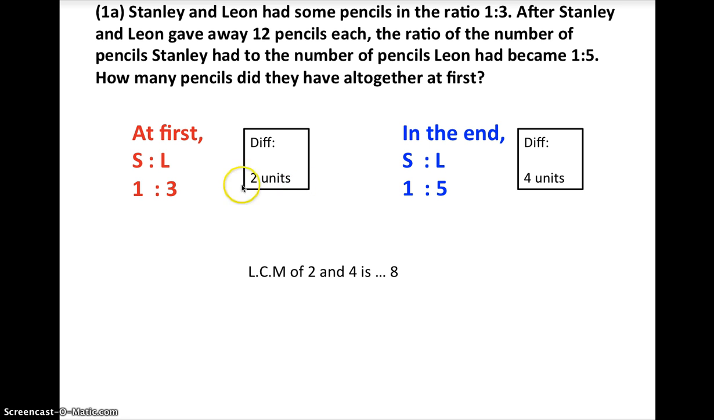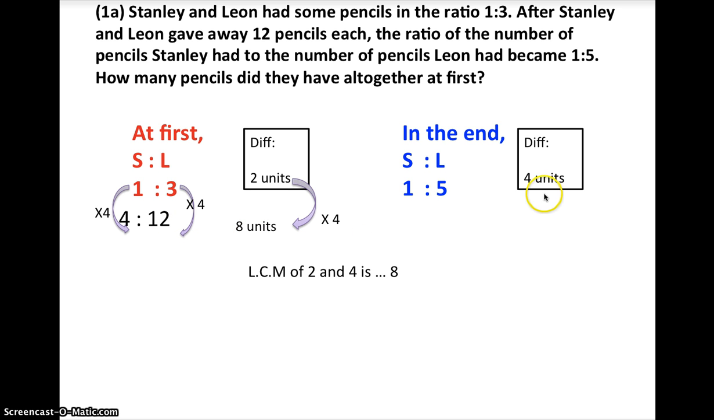So what must we do to these 2 units to make it 8? You're right, we will multiply it by 4 to get 8, which means that I will also multiply the rest of this ratio by 4. Understand? From here, I will get 4:12. So this is my new ratio. Stanley has 4 units at first, Leon has 12 units at first, and the difference is 8 units.